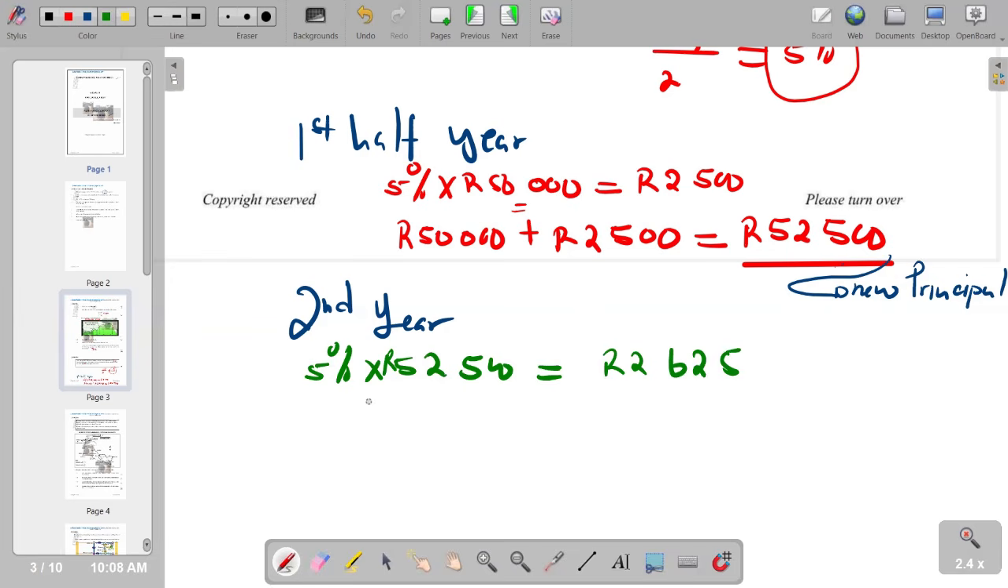And then to get the new principal, we are now saying 52,500 plus 2,625. So we add it like that. So you see that the new principal again for the second year is going to be 55,125. So this becomes the second year. Then we move on to the third year.